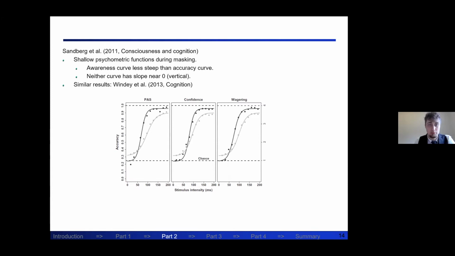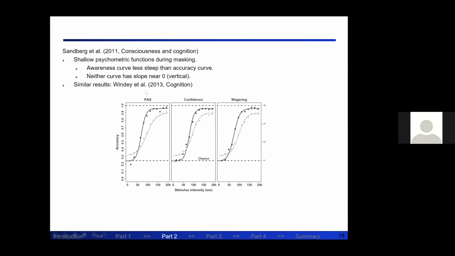So we have the 2011 paper where we plotted awareness and accuracy as functions of stimulus duration in the visual identification task I showed you just earlier. The black curves are the accuracy curves and the gray curves are the awareness curves. What you see for all three scales is that the awareness function is actually more shallow than the accuracy function. From a signal detection perspective, that is what would be predicted, but I don't have time to show you the models of that. But here you see that it is indeed quite shallow.